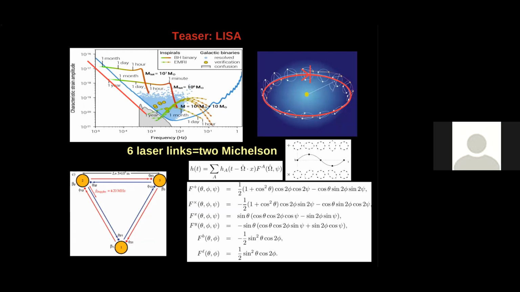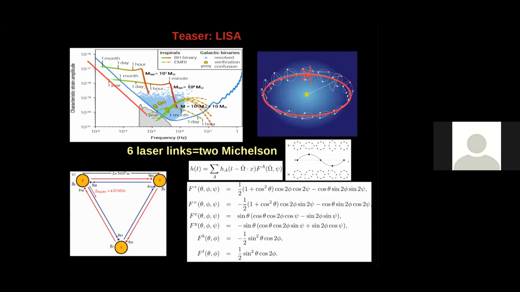One is that LISA, which is composed of 3 satellites in a triangular configuration like shown here, is essentially equivalent to 2 Michelson interferometers rotated 45 degrees with respect to one another. And this allows you to disentangle the 2 polarizations of the wave, which helps. If you disentangle the 2 polarizations, you can measure the inclination of the source, and that helps disentangling the inclination from the distance and also from the location in the sky.